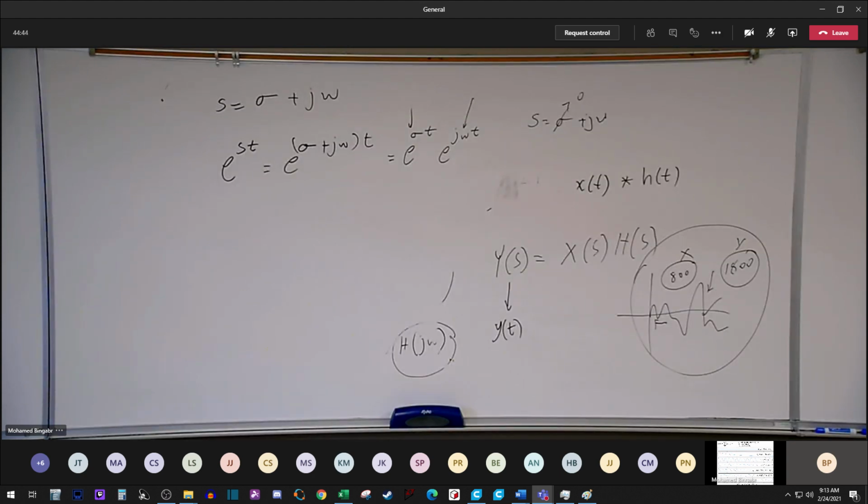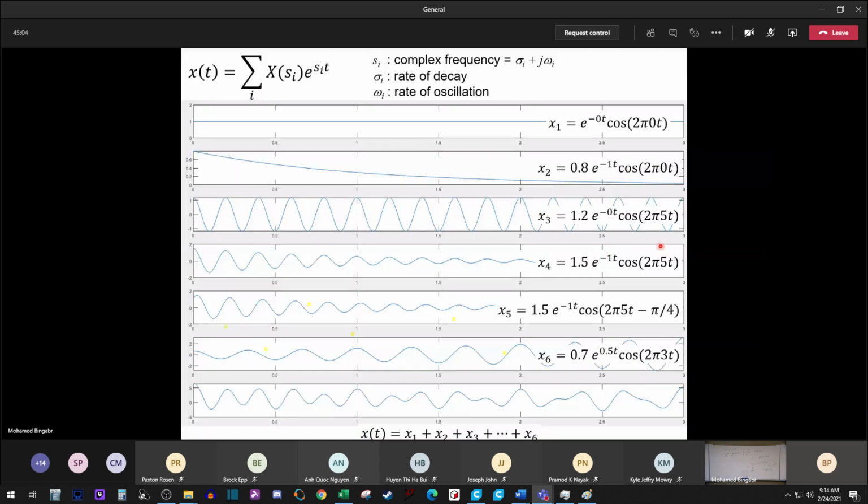This signal, sigma is 0. No decay. But omega is 2 pi times 5. So that's an oscillation. That means 5 cycles per second with no decay. This signal actually has sigma -1 and omega 2 pi times 5, or the frequency 5. So you get oscillation, 5 cycles per second, but with decay. Because of the -1, see how it is decaying.